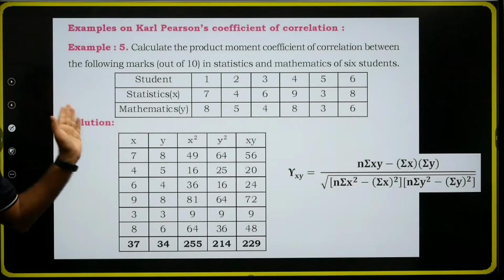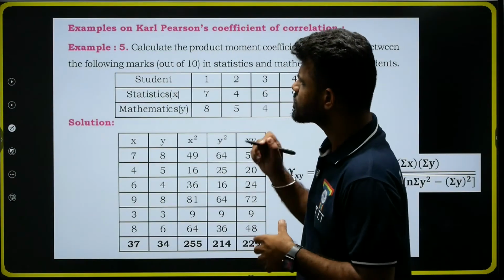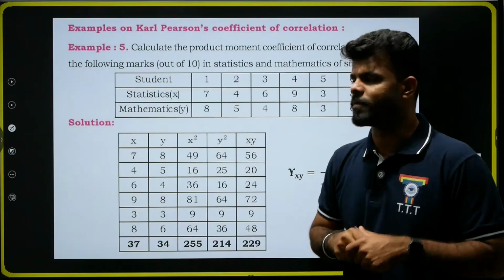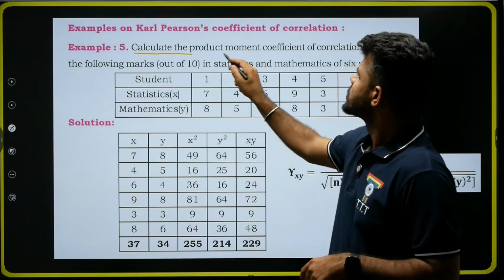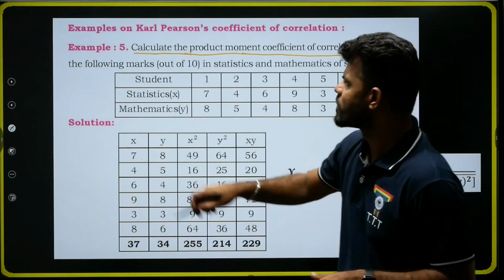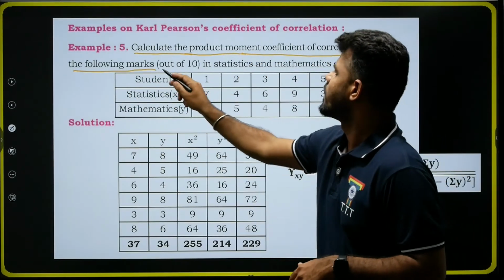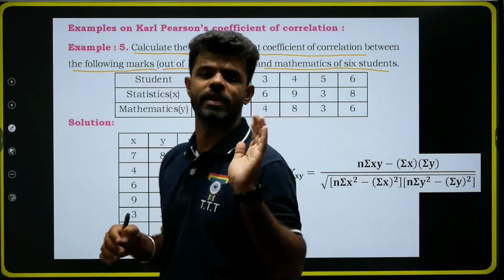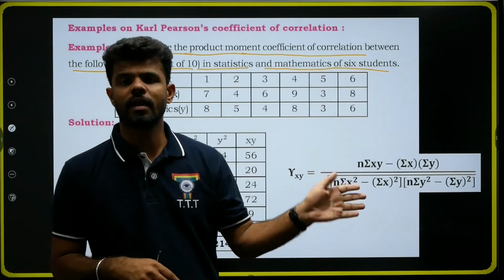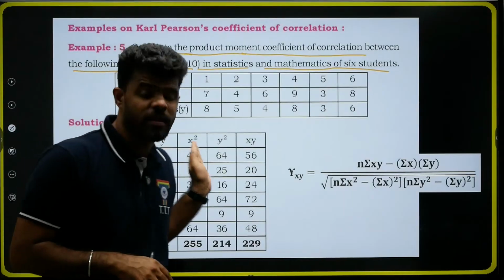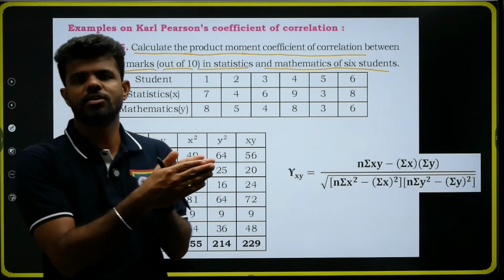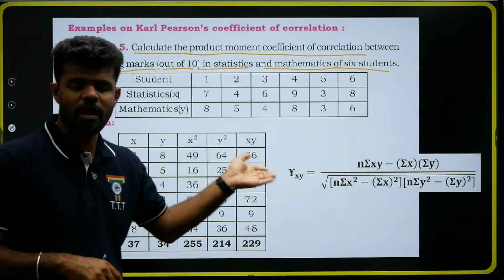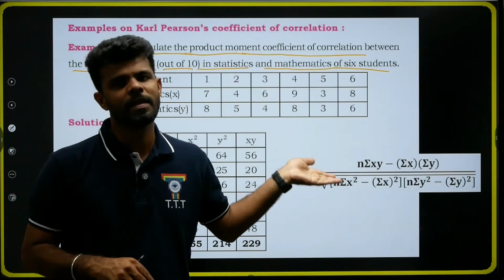So this is the given problem. Just observe the problem carefully and solve the questions. Example on Karl Pearson coefficient of correlation. Calculate the product moment coefficient of correlation between the following marks out of 10 in statistics and mathematics in 6 students. That is, data of 6 students is given: how much each scored out of 10 in mathematics, and similarly how much out of 10 in statistics. Whether those two subjects are related, or what kind of variation there is, calculate using the Karl Pearson coefficient of correlation.